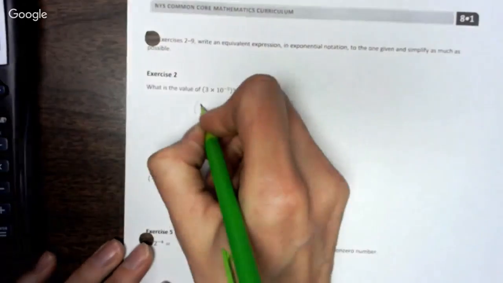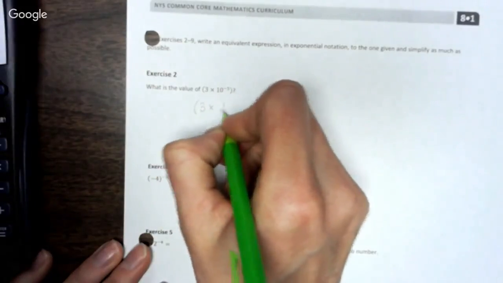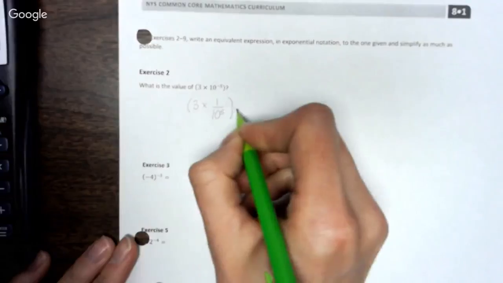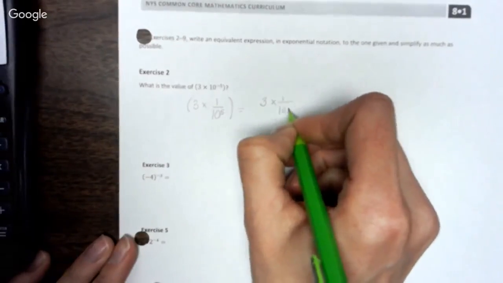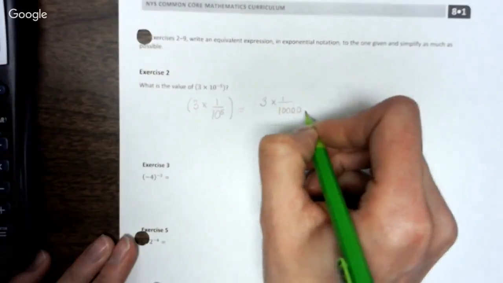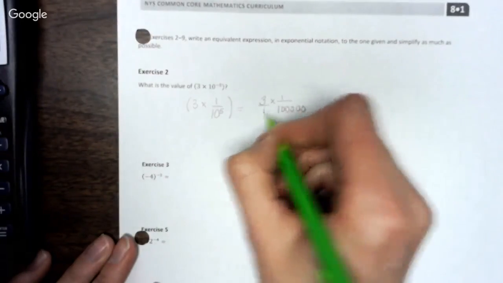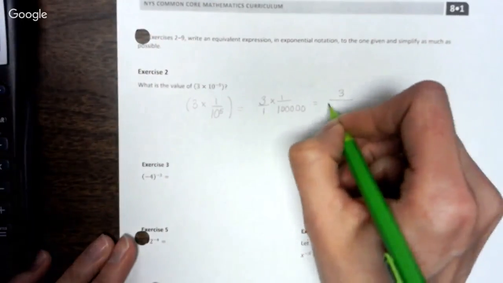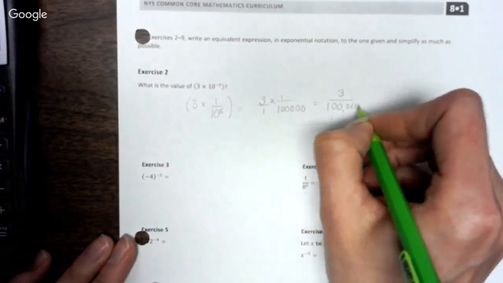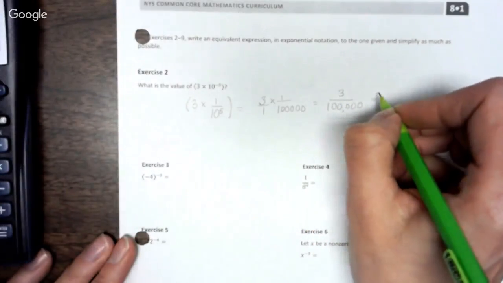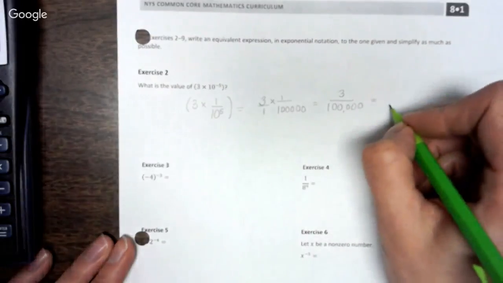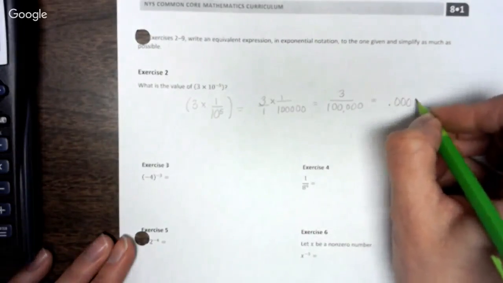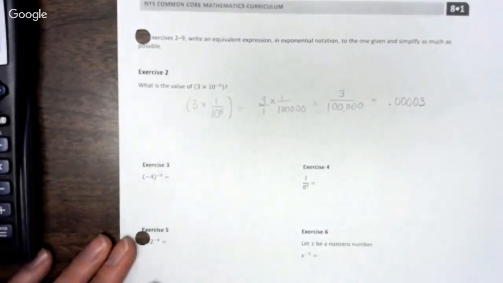All right, so this one is 3 times 1 over 10 to the 5th, which is actually 3 times 1 over, that's 5 zeros. Put that over 1. So 3 over 100,000, which means that 100,000 would be like that.